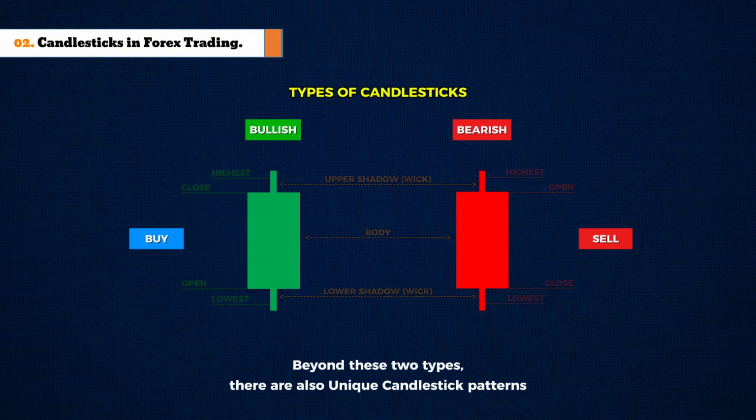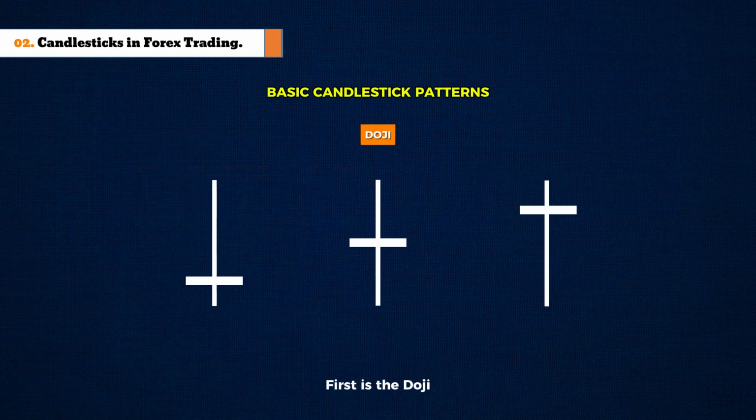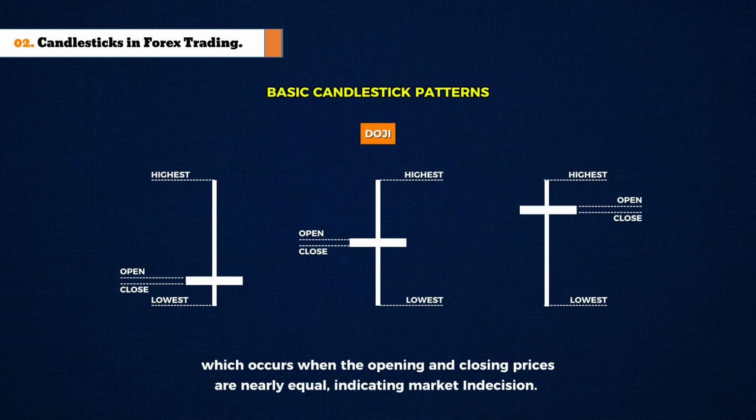Beyond these two types, there are also unique candlestick patterns like doji, hammer, shooting star, and spinning top, each with its own significance. Here, we'll cover some single candlestick patterns that are frequently used. First is the doji, which occurs when the opening and closing prices are nearly equal, indicating market indecision.